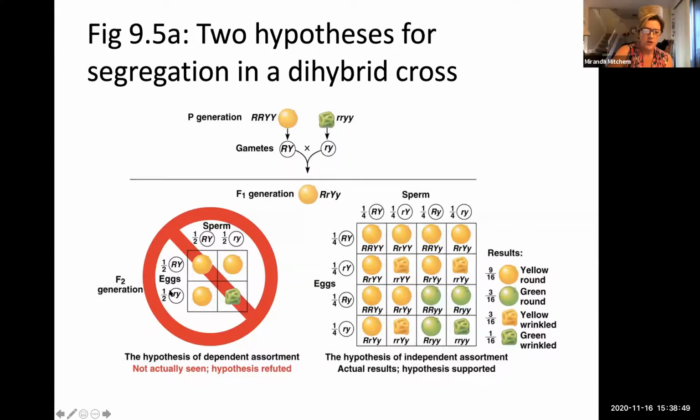So here's our ratio that holds true over and over again for dominant inheritance of two characters in a dihybrid cross. What was refuted is the hypothesis of dependent assortment, which didn't give us the right ratio, right? We didn't see this 3 to 1 ratio. So what this showed us is that what's happening on the R locus is independent of what is happening on the Y locus, even though we're looking at aspects of the same seed here. So the hypothesis of independent assortment is what was supported, because this ratio of 9 to 3 to 3 to 1 kept coming up over and over again in the F2 generation.